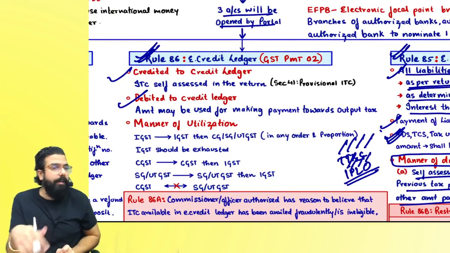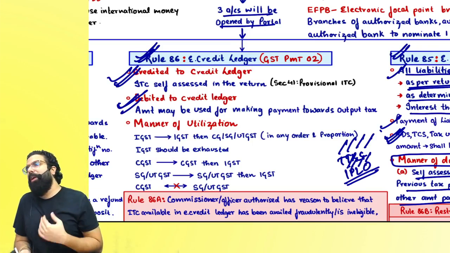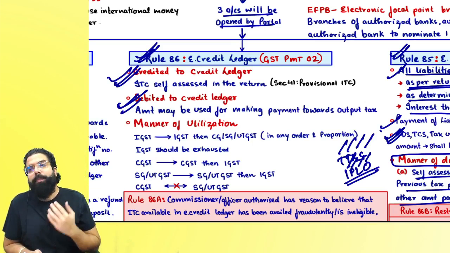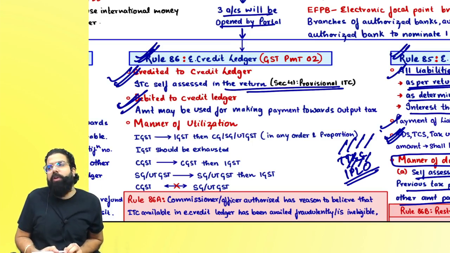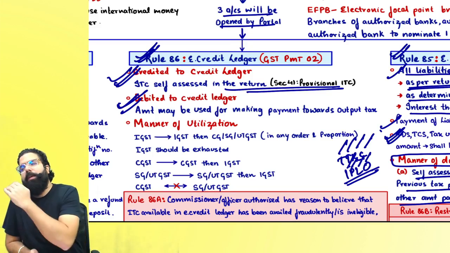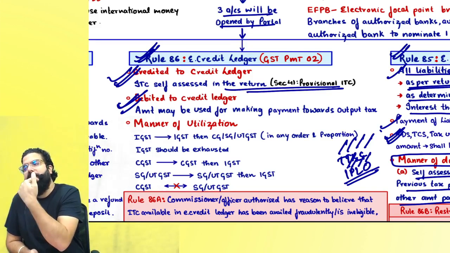In e-credit ledger also you have one credit and you have one debit. In e-credit ledger, whatever is the ITC self-assessed by you, that will be given to you provisionally. Right, everyone? Section number 41 talks about provisional ITC. Basically, if the supplier files his GSTR1 or in his GSTR1 he includes the invoice or debit note, the amount will come in your GSTR2B.